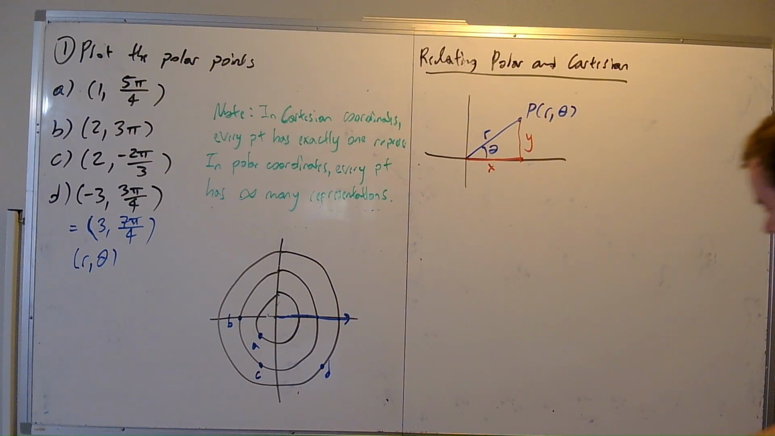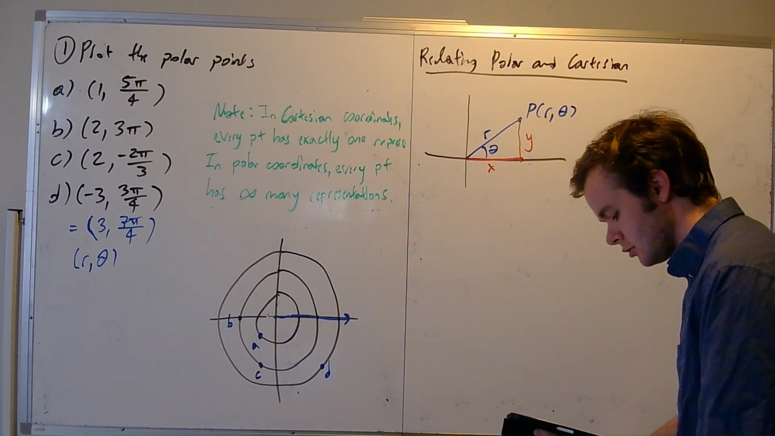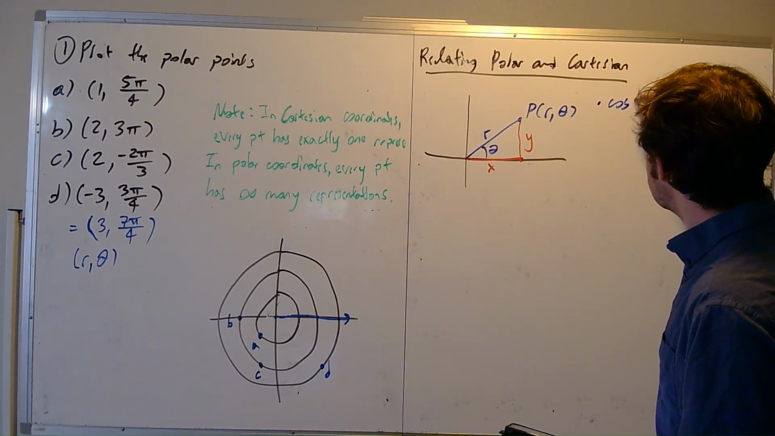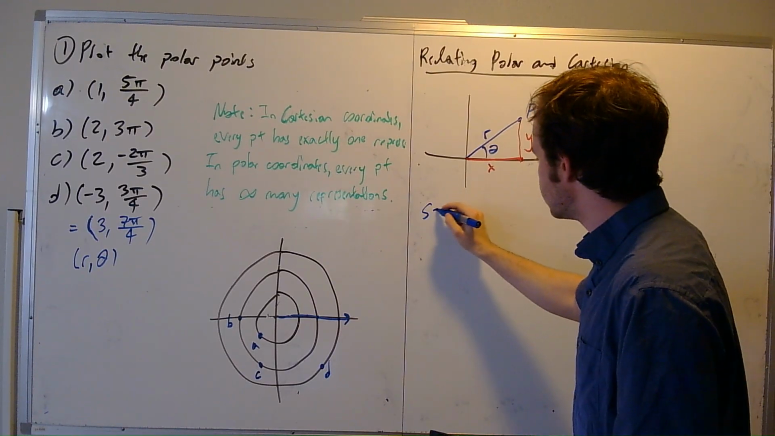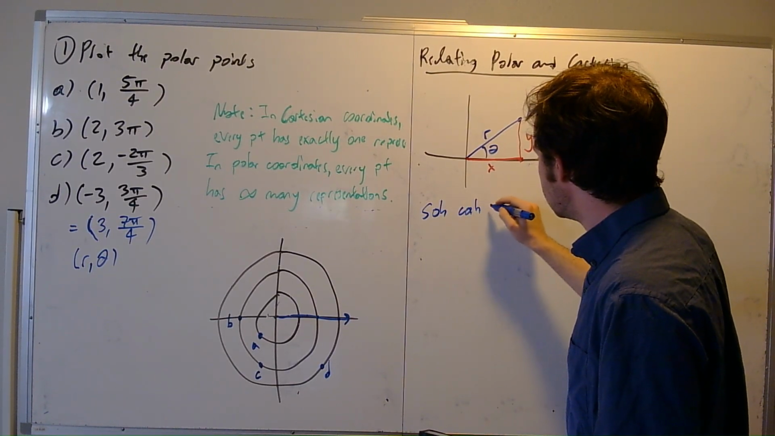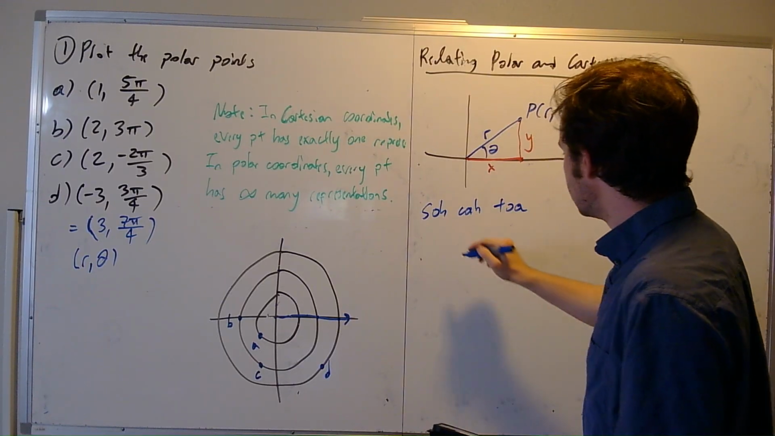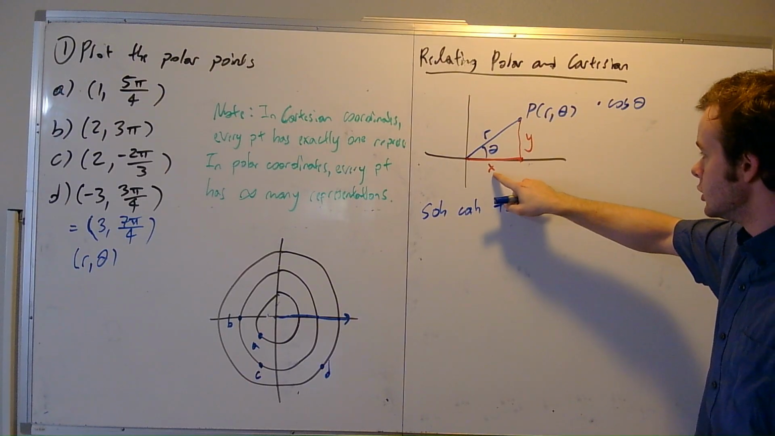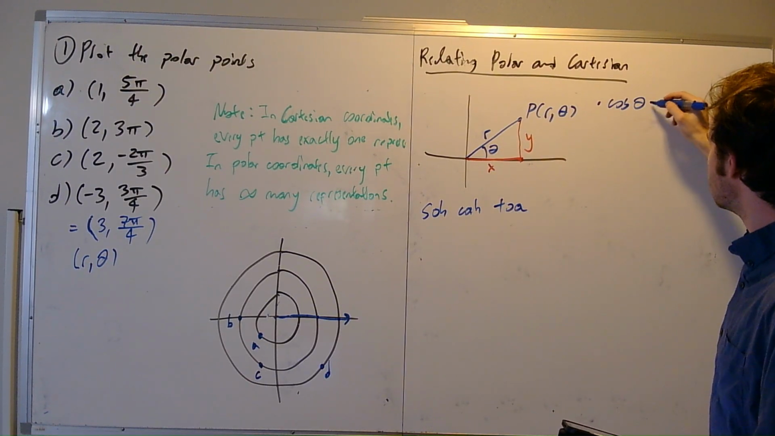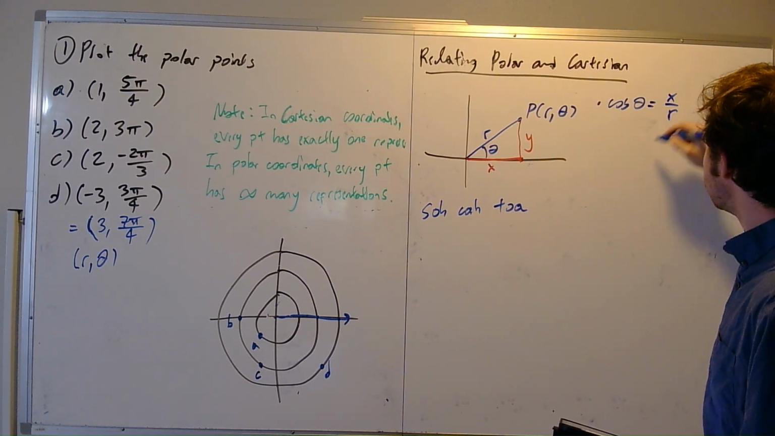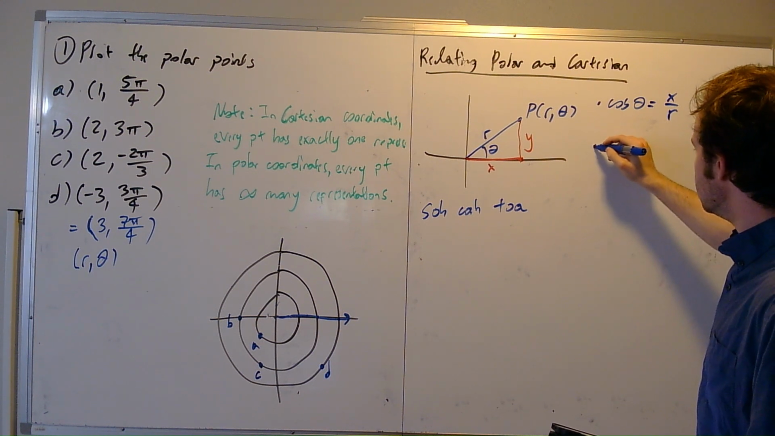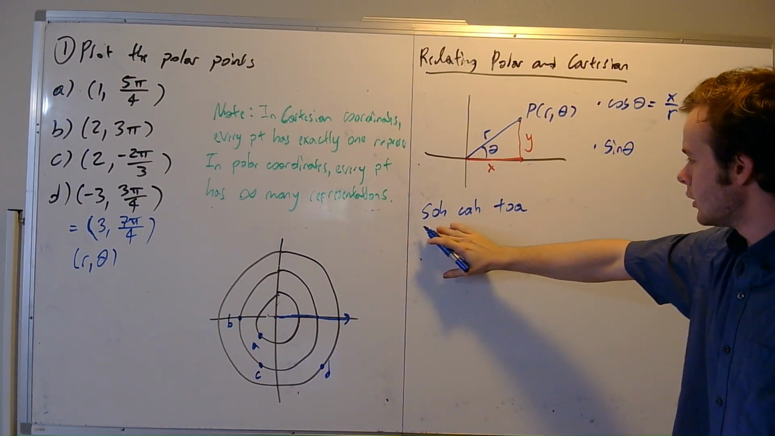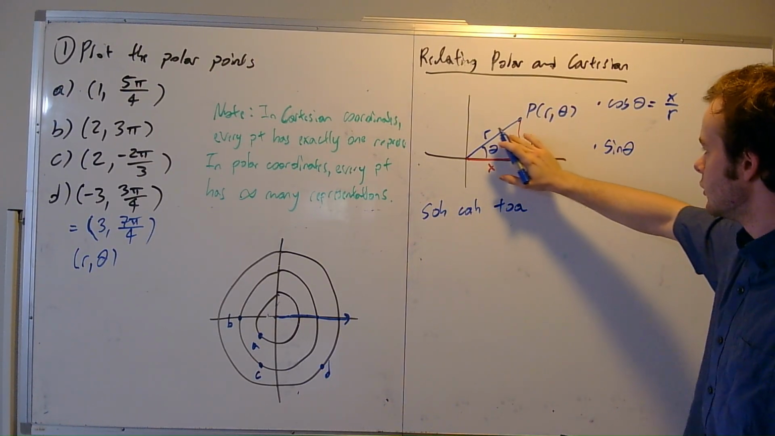Okay, now let's use a little bit of trigonometry here. Cosine of theta. Remember we had the acronym SOH CAH TOA. Well, cosine of theta is adjacent over hypotenuse, so it's x over r. And similarly, sine of theta is opposite over hypotenuse. It's going to be y over r.